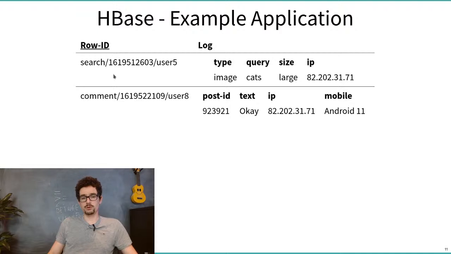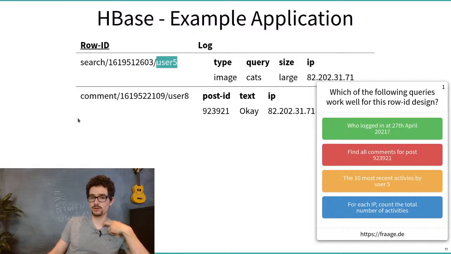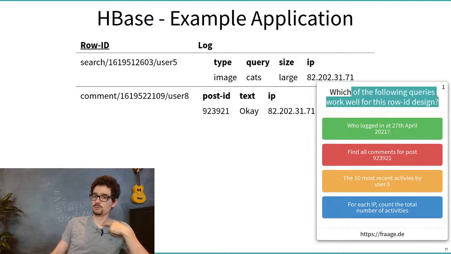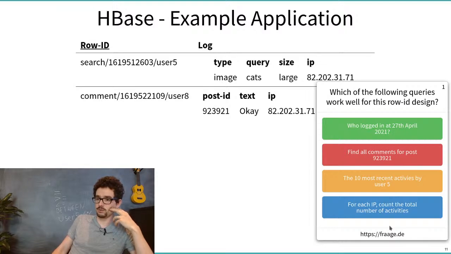This way it is not possible anymore to say, give me the 10 recent activities of user5. Not possible. But now I can ask things like: search timestamp user5, comment timestamp user8. Which of the following queries works well now? So the same answers again. Which ones are now cheaply supported? Which are now efficient?